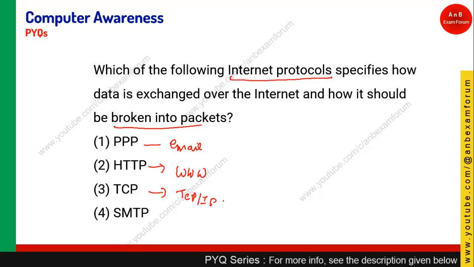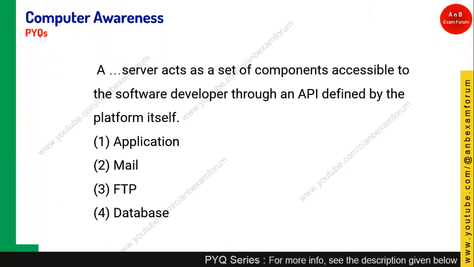This is a very important protocol which is used in TCP. These are application layer protocols, whereas this one works at the transport layer. And SMTP is the simple mail transfer protocol, again a protocol used in the email service. So option 3 is the right answer. Let's see the next question.